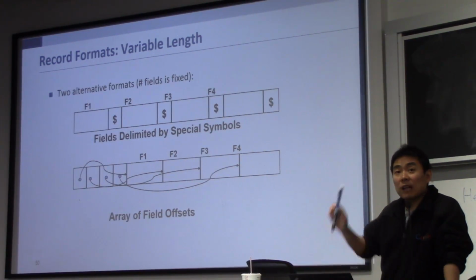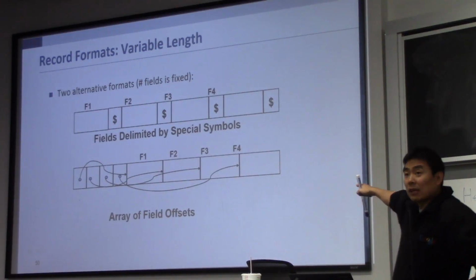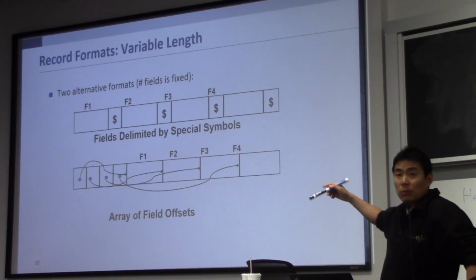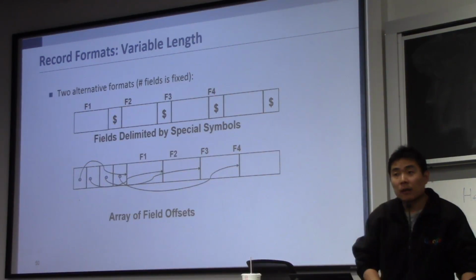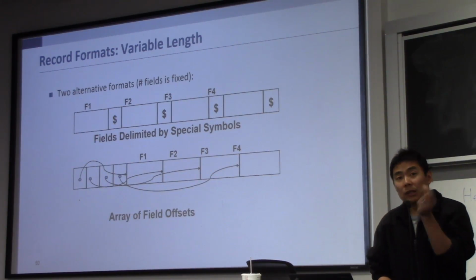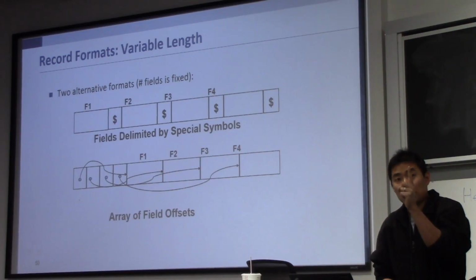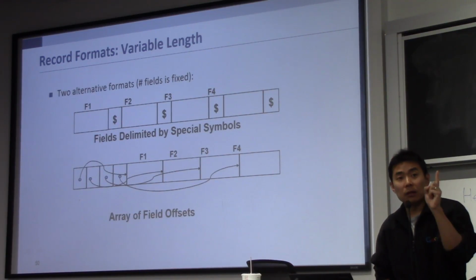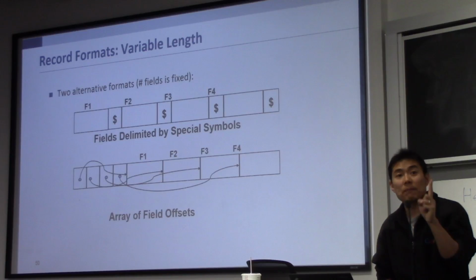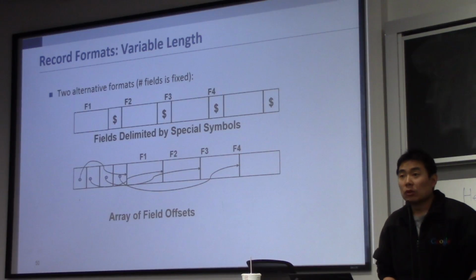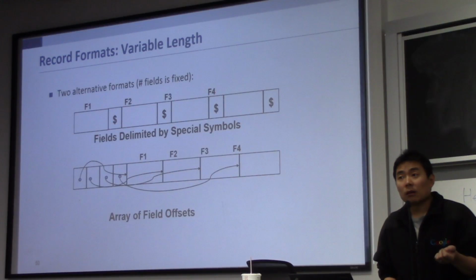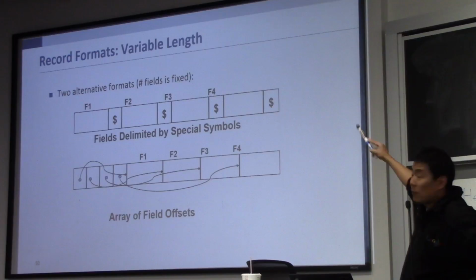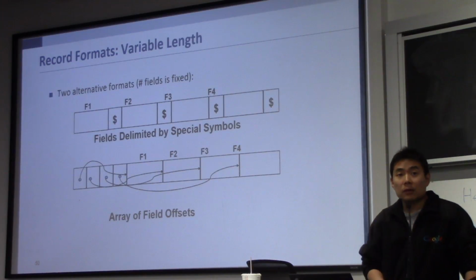Okay? That's a benefit of the second approach, right? What's the downside of the second approach? Well, the storage overhead is higher. In the first approach, the storage overhead is 1 byte per field, because a delimiter is a single character, and a character is just 1 byte. So if you have 4 fields, you only need 3 delimiters, or 4 bytes if you want to remember the end of the record as well.